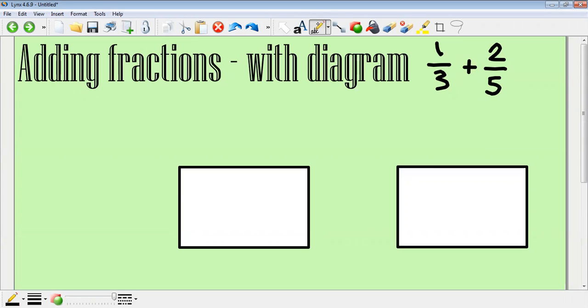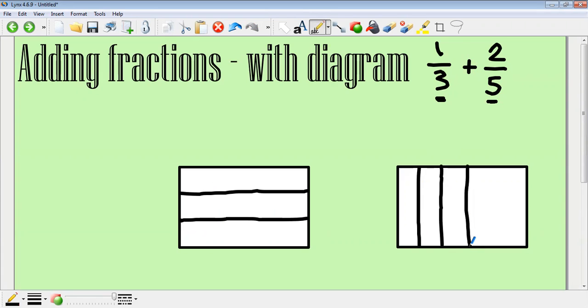So it means I'm going to have to chop one of them into 3 and then the other into 5, like so. And then I need to shade my numerators in. So that's 1 of the 3, a third, and then 2 of the 5.